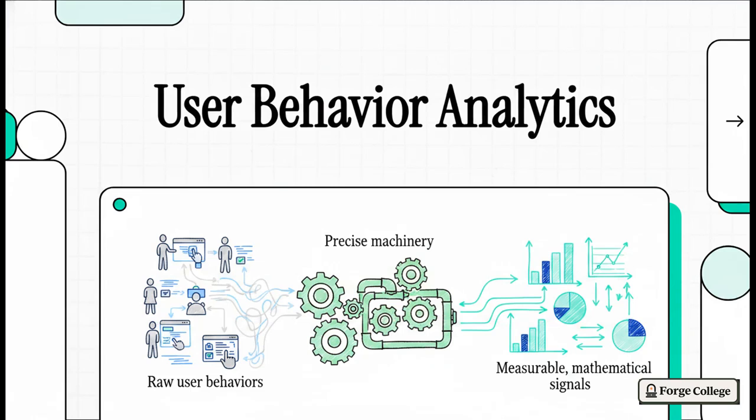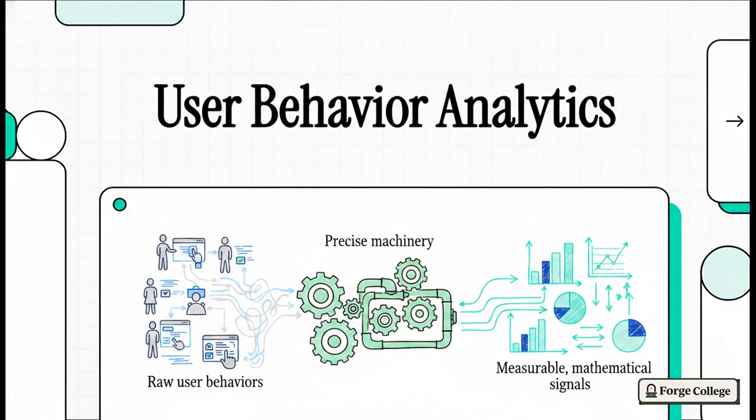Today, in this explainer, we are putting on our chief engineer hats. We are going to build the precise machinery that takes raw, chaotic user behavior and turns it into highly actionable analytics for your Solana dApps. If you've ever wondered how world-class Web3 teams actually know what their users are doing, instead of just staring at a screen and guessing, well, you are in the right place. We're taking abstract interactions and turning them into real, measurable, mathematical signals.